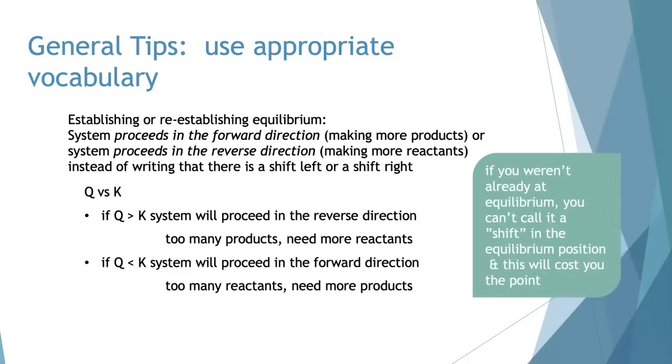And the reason I say this is because if you weren't at equilibrium and there is some stress on the system, or you've never been at equilibrium because you just set this system up, you can't call it a shift in equilibrium because that implies Le Chatelier's principle. And if you weren't at equilibrium, it's not relevant and it won't get you credit. It's always okay to say proceeds in the forward direction, proceeds in the reverse direction.